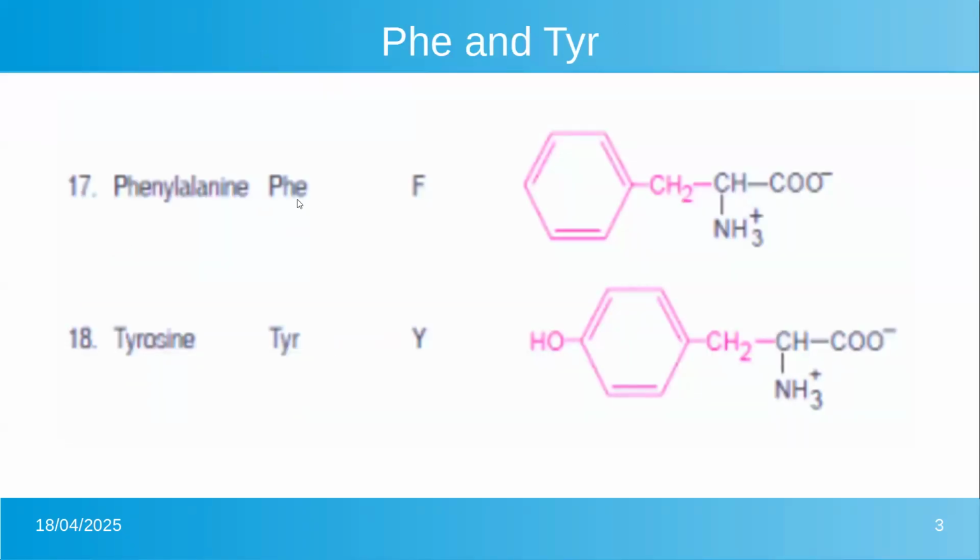Now, phenylalanine gives rise to tyrosine. Tyrosine consists of an OH group, which is not present in phenylalanine. When phenylalanine gets hydroxylated, it forms tyrosine, right? So what is the structure of phenylalanine? What is the structure of tyrosine? Nobody is going to ask you this in the examination, but generally we should know what we're talking about.